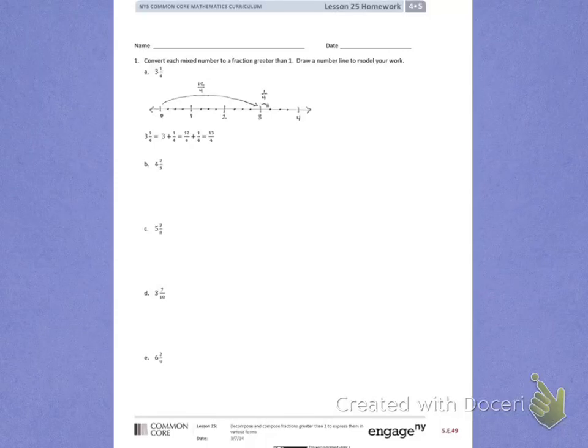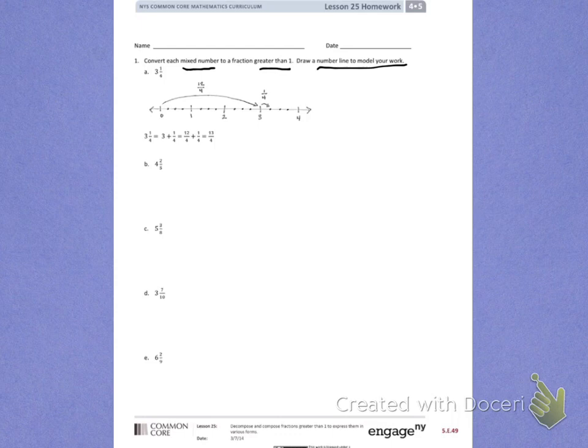Grade 4, Module 5, Lesson 25 homework. Problem number 1. Convert each mixed number to a fraction greater than 1. Okay, so we need to convert it to a fraction that's greater than 1. Draw a number line to model your work. Letter A. Let's look and see how they did it so then we can use that as a sample.